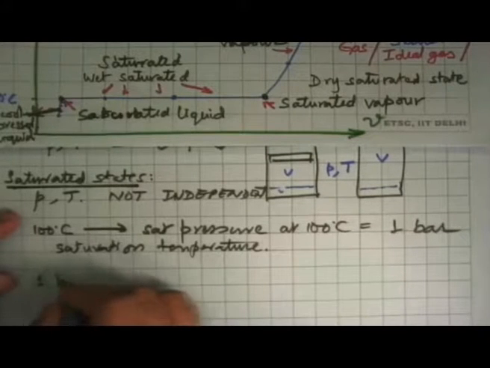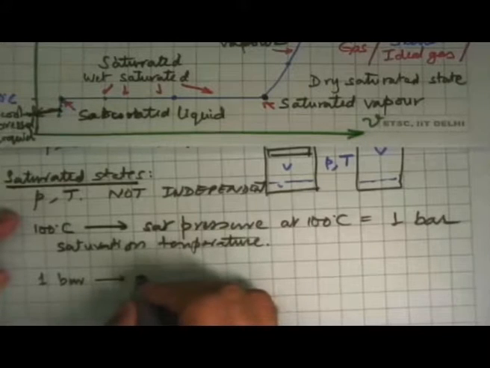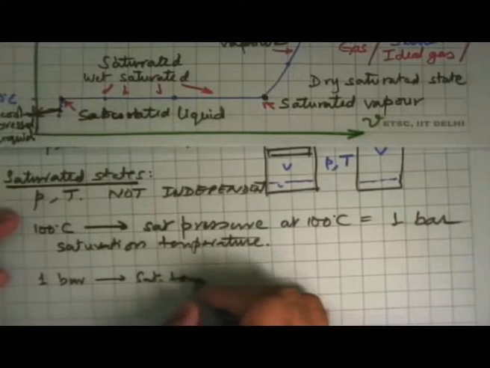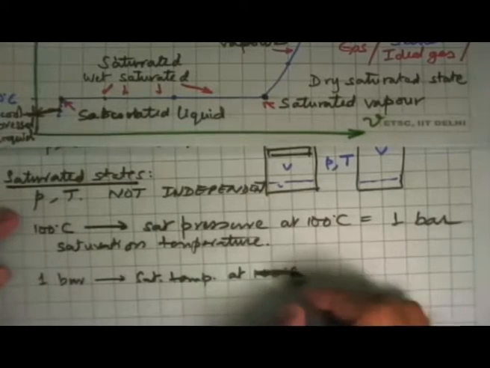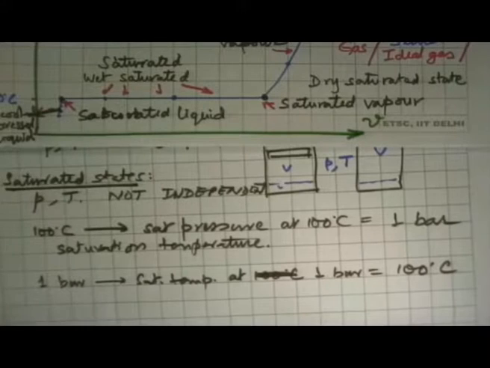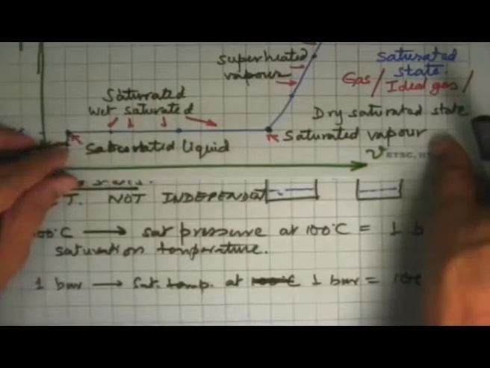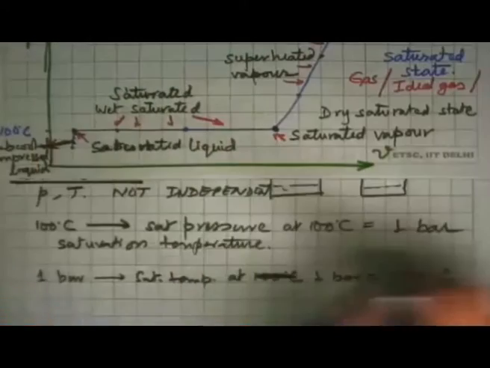And conversely, we can say that at 1 bar, what is the temperature at which phase change will start taking place? Well, for that we ask, what is the saturation temperature at 1 bar, and the answer is 100 degrees Celsius. So by knowing the pressure, we can know the corresponding temperature at which a saturated state can occur, which means that it could be either saturated liquid, saturated vapor completely, or any mass mixture of these two. So this is what is happening.